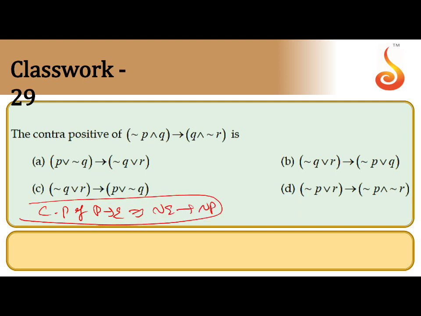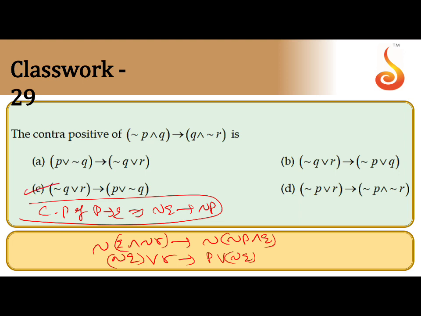That is a formula. So you can take the reverse and apply negation. Negation of Q and negation of R implies negation of P and Q. Just reverse and apply negation. So negation of Q becomes R, negation of R is R, and negation of P is P, or negation of Q. That is one answer. So check the answer: negation of Q or R implies P or negation of Q. Only option C is matching.